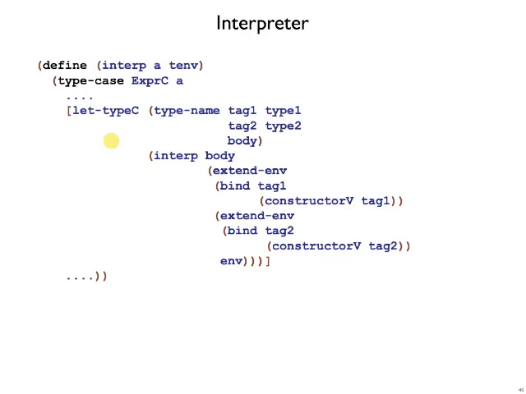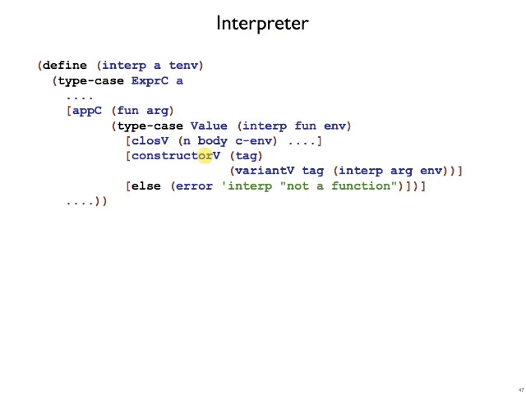With those pieces, to interpret a let type, then mainly we just interpret the body. But inside the body, we can use tag 1 and tag 2. Those are like apple and banana to construct variants. So we need to extend the environment where we bind tag 1 to a constructor that will create instances of tag 1. And similarly, tag 2 is bound to a constructor that will create instances of tag 2. So there's not much work to do in let type in the interpreter side of things. All we have to do is interpret the body with those variant constructors available.